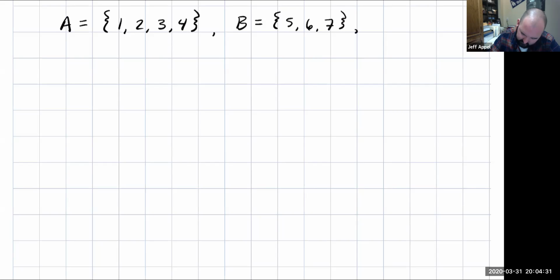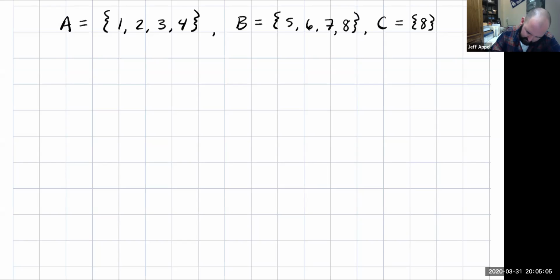And set C, let's make that the set containing the number 8. So here's one thing that you might be asked to do. Actually, before I do this, because otherwise this example is going to be kind of lame, let me modify set B just a little bit if I could. I want to add on the number 8 to that set. I want it to be 5, 6, 7, 8.